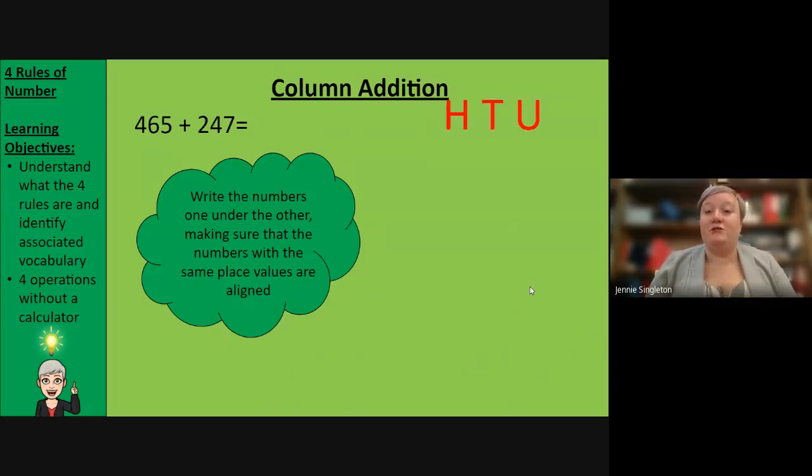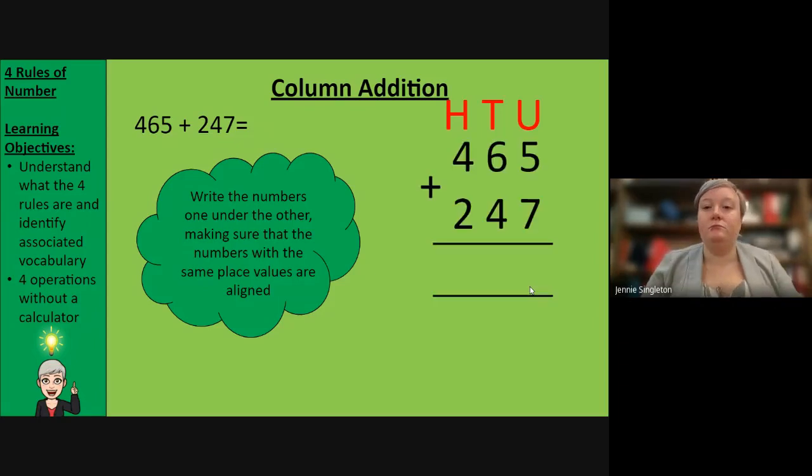So it could be useful for you to write out your hundreds column, tens, units as so to help you line them up. Now, when we are doing adding, it doesn't matter which way around we put the numbers, if we put the first one on the top or the bottom, but when we come to subtraction, it will become important.